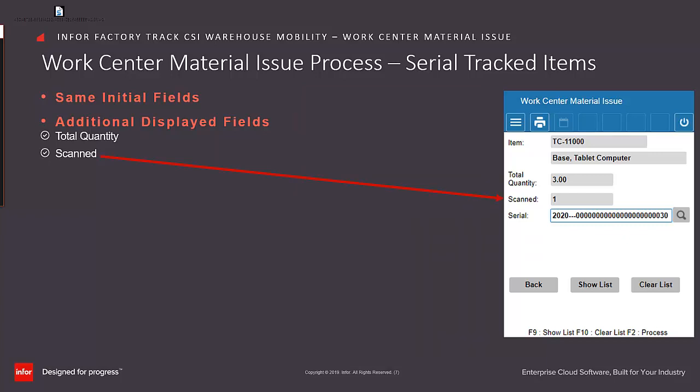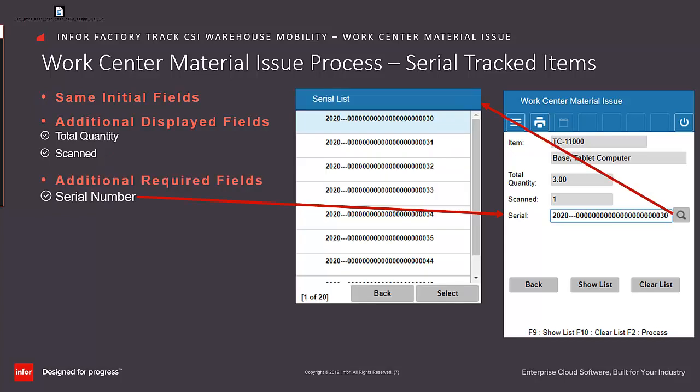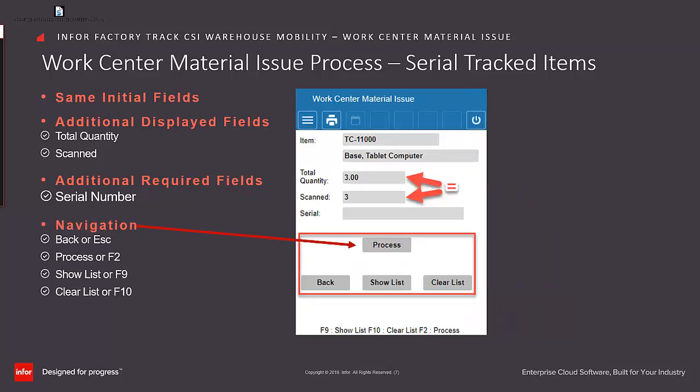The Scan Quantity field is displayed to indicate the quantity of serial number items that have been captured in the process so far. We then enter, scan or search and select the serial numbers for the quantity of items to be issued to the Work Centre or returned from the Work Centre. Once the scan quantity equals the total quantity, the processing option is enabled. Click on Process to process the Work Centre material issue or return.